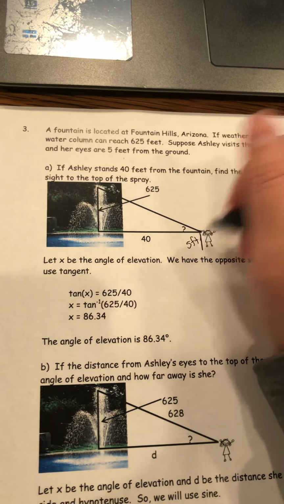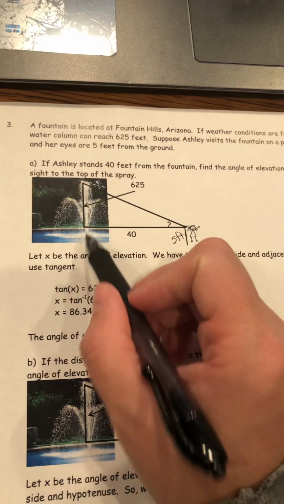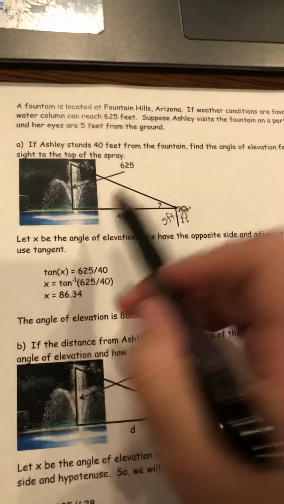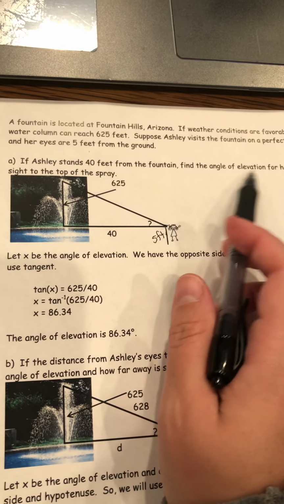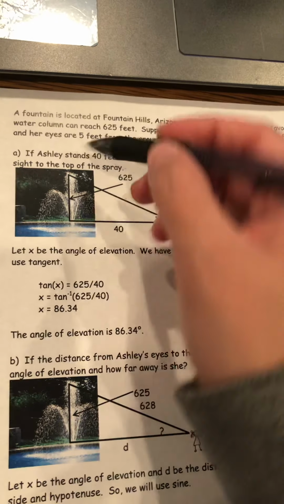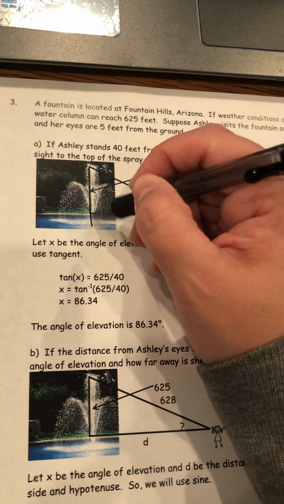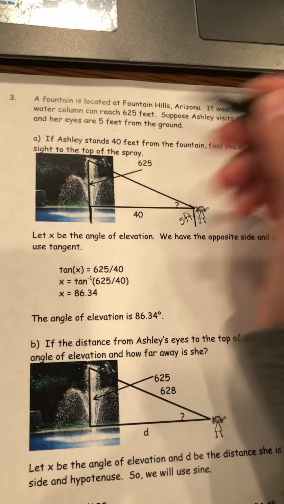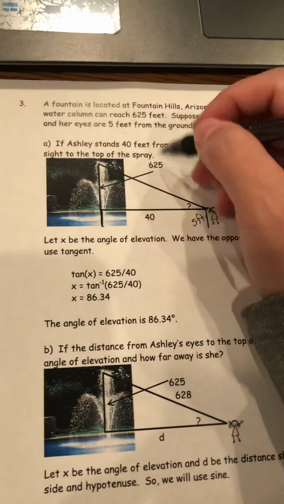And the water column should be on the ground, right? So the water column's on the ground. So if she stands 40 feet away, so she's standing here 40 feet away, find the angle of elevation for her line of sight. So this over here would be 625 to the ground, right? So let me draw this here to the ground. So the part from her line of sight would actually only be 620. So I need to fix this, I'm sorry. Because she's 5 feet from the ground.